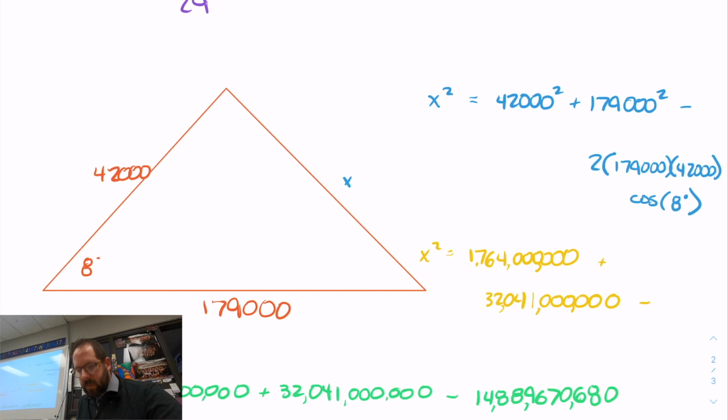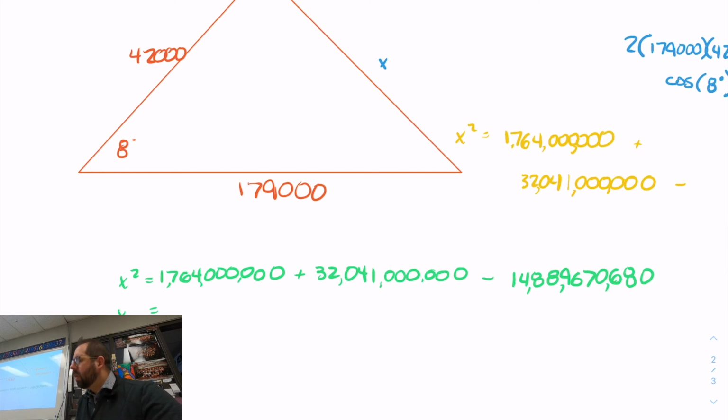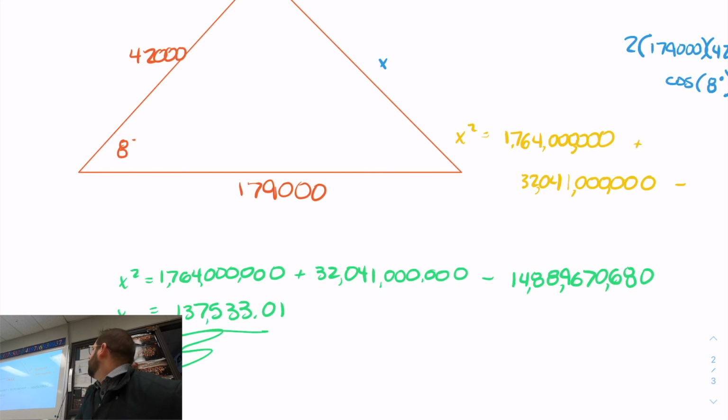Aha! All right. Final answer: 137,533.01. Did you square it with 8? I already did. Okay. Now, why this number doesn't make sense in terms of my numbers, because I kind of got a sense for it when I was typing these numbers in earlier. This number doesn't make sense to me anyway.